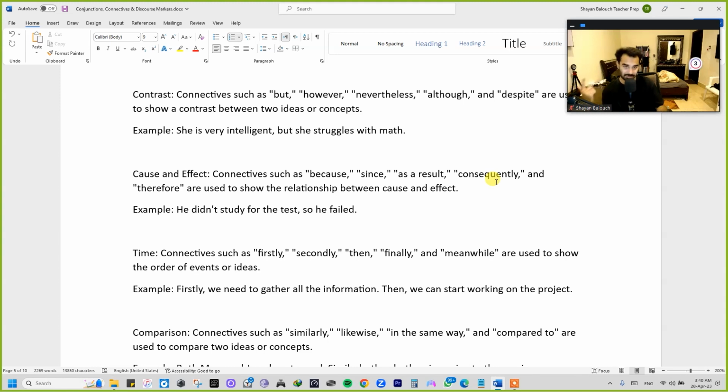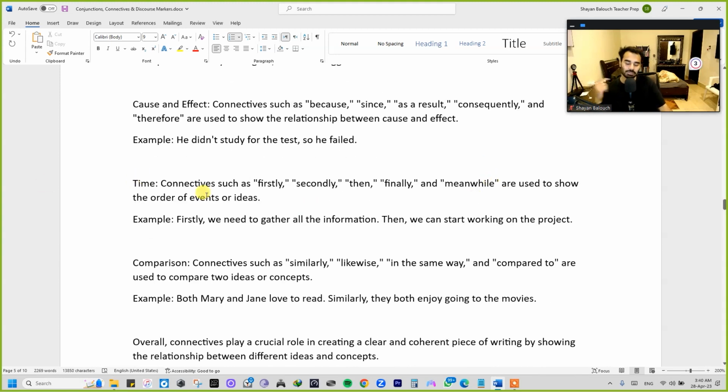Now, about time. About time, I'm going to use something like that. Connectives such as firstly, secondly, then, finally, meanwhile are used to show the order of events or ideas.